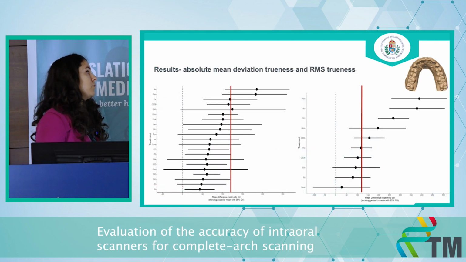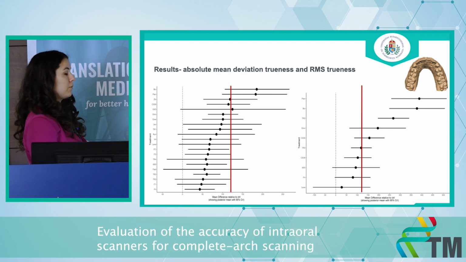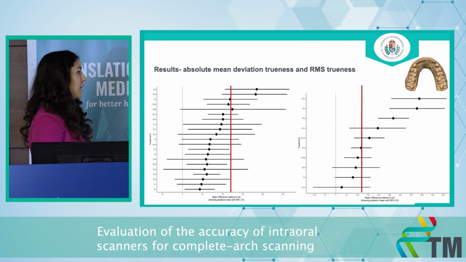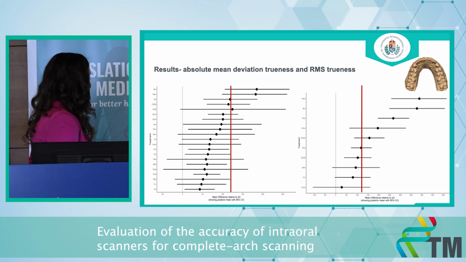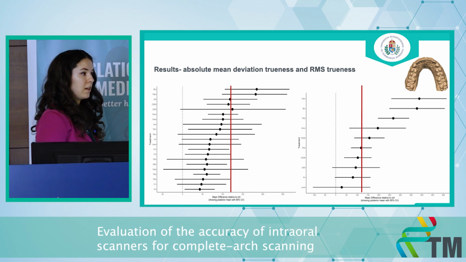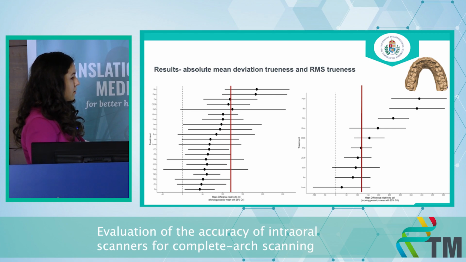You can see 2 of the forest plots from the network analysis from the 10 subgroups. Here we just see the trueness values of the mean deviation and the root mean square values. Here we can see that most of the scanners are not significantly different from the reference STL files, but in the case of RMS values, only 3 were not significantly different from the reference. In most cases, the IOS were not significantly different from each other. In RMS values, there were some of them which were significantly different from each other.